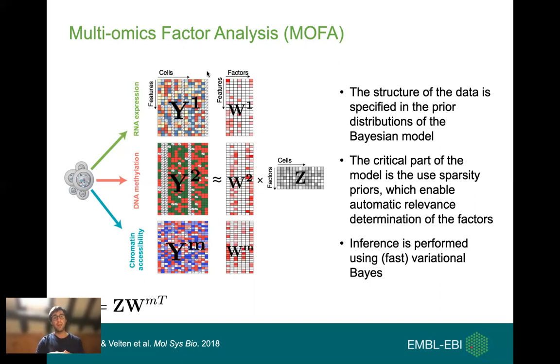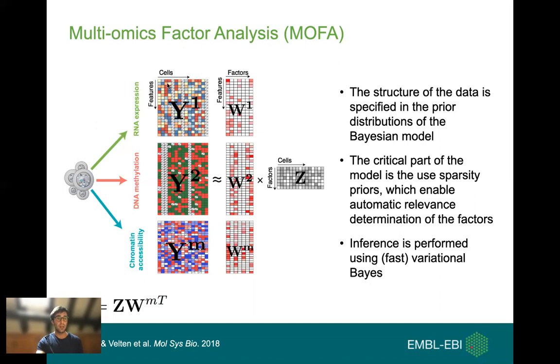To make MOFA work with multi-omics data, so to make a proper generalization of PCA, there are some mathematical attributes that need to be met. Essentially, this multi-omics structure is embedded or specified in the prior distributions of the model. I forgot to mention, MOFA is a Bayesian model. So you need to specify these prior distributions, then a likelihood, and then you are going to end up inferring a posterior distribution for the weights and the factors.